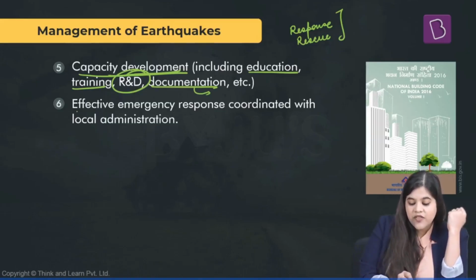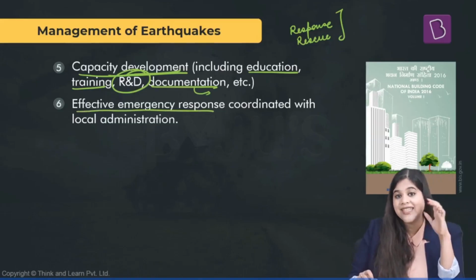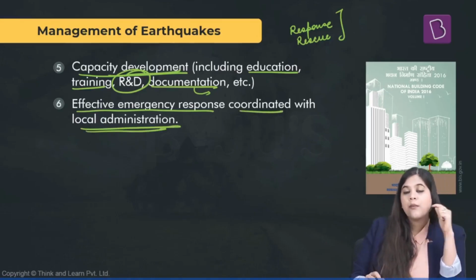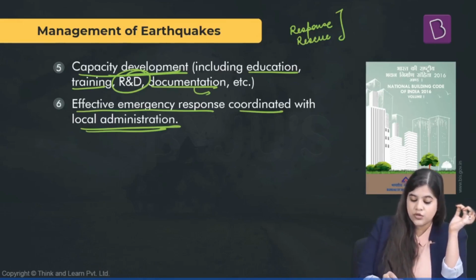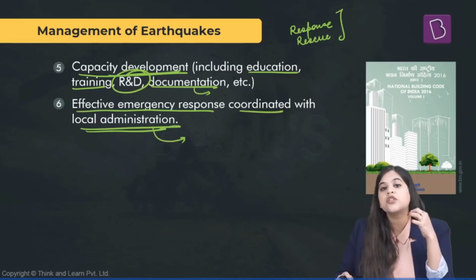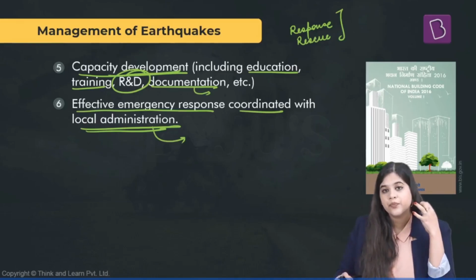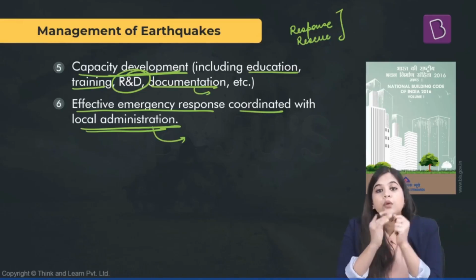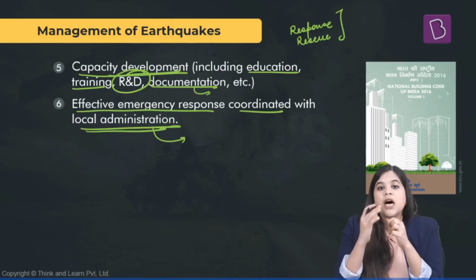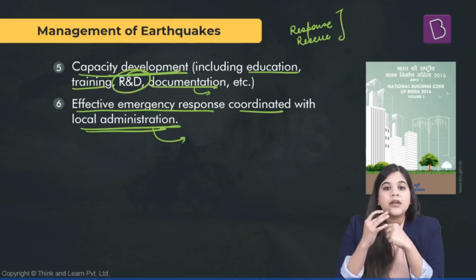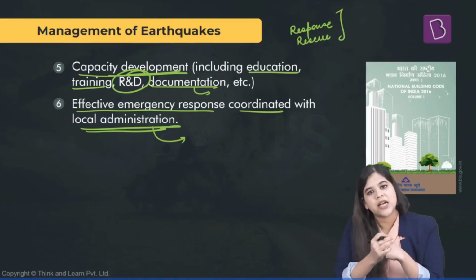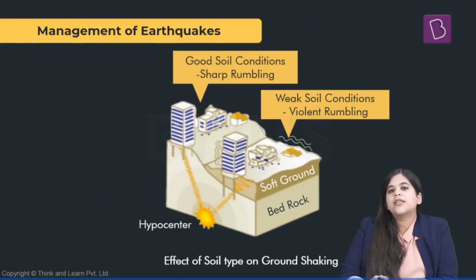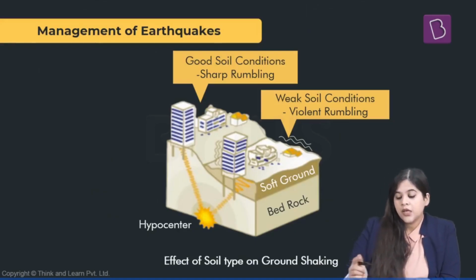Lastly, there is a need for effective emergency response that needs to be coordinated with the local administration, because the local administration would be the first one to respond to any such disaster. So there needs to be a coordination between the local administration and the other stakeholders who are undertaking emergency response activities. You can see a very good example over here.